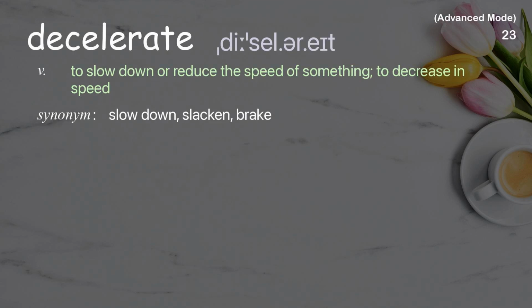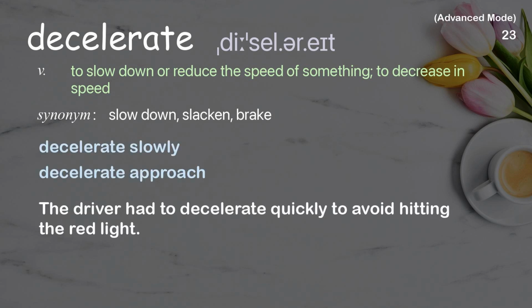Decelerate. To slow down or reduce the speed of something, to decrease in speed. Examples: Decelerate slowly. Decelerate approach. The driver had to decelerate quickly to avoid hitting the red light.